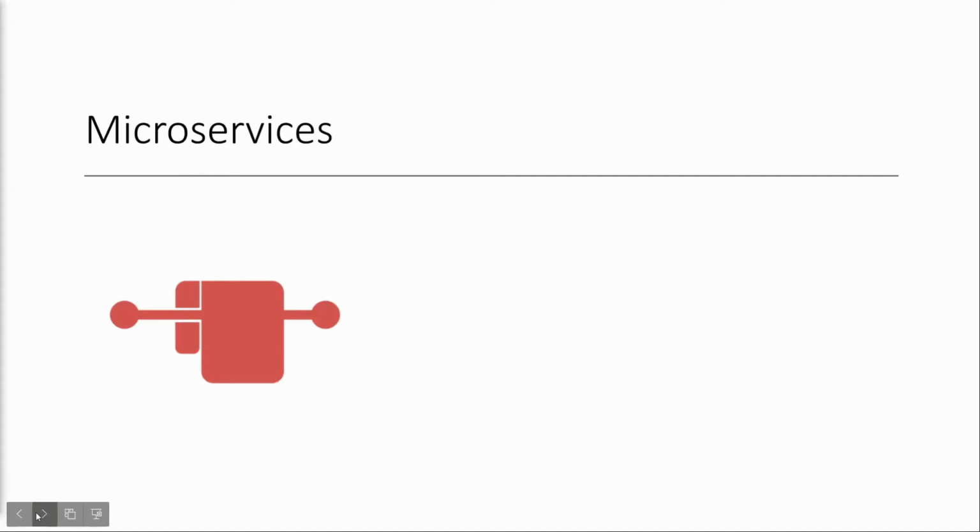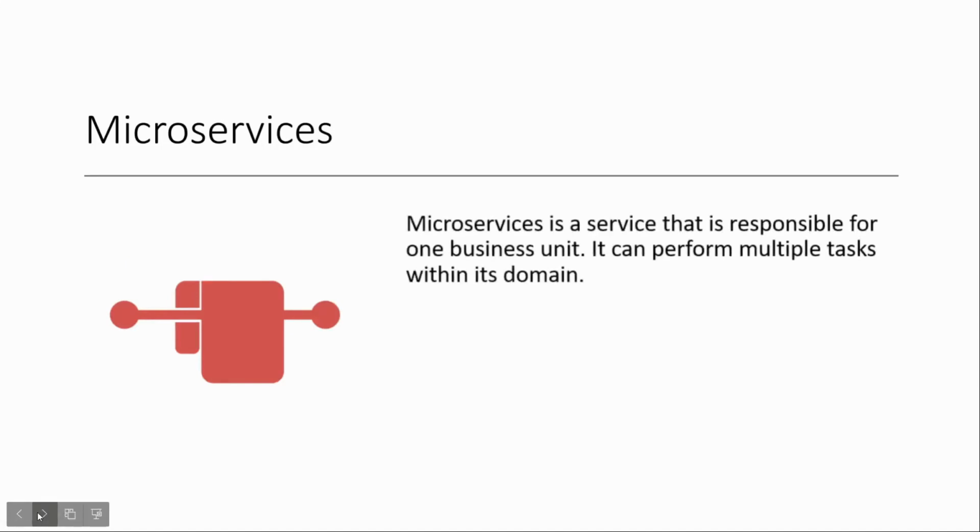So, what is microservice and why have I selected this particular architecture? Microservice is a service that is responsible for one business unit. It can perform multiple tasks within its domain. For example, a member microservice will handle all the tasks related to member details, like its address, name, and so on, but will not handle its payment as that is out of its scope. The purpose of selecting this pattern is because of loosely coupled design, individually scalable services, development and deployment.